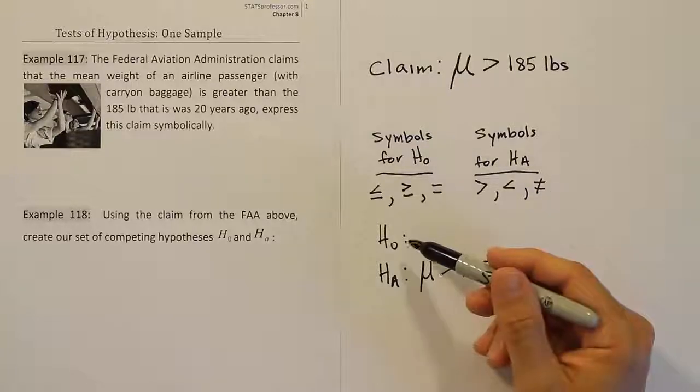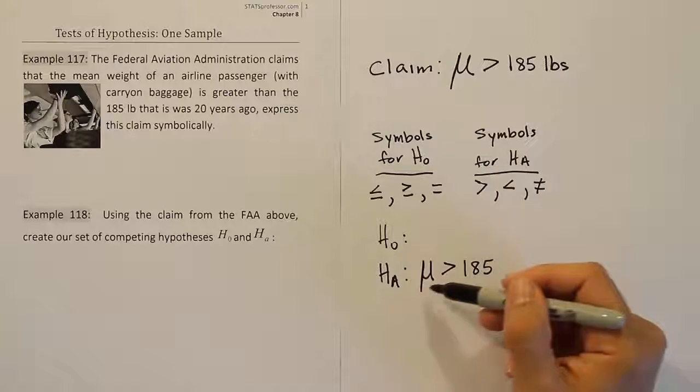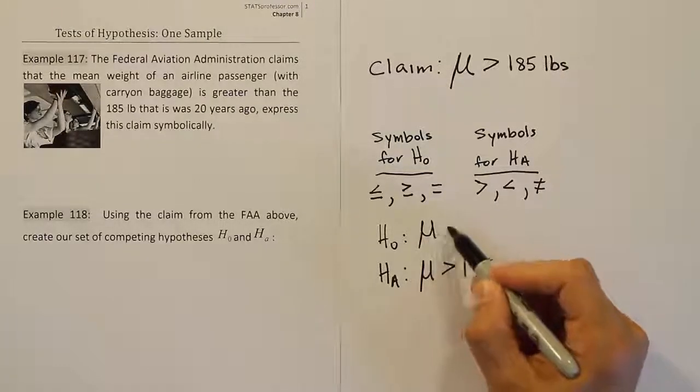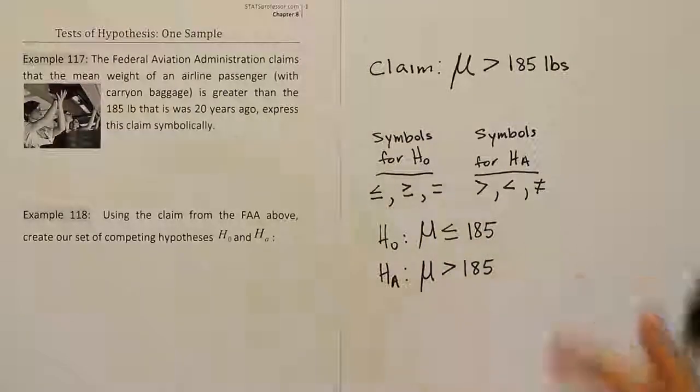All right, now from there, we're going to need to fill in the opposite idea because these have to compete with one another. So what's the opposite of greater than 185? Well, the answer would then be less than or equal to 185. And that's it. That's the solution.